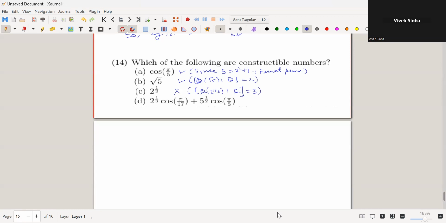So by the corollary, this is not the case. And similarly, this is not, because this 2 to the 1/3 is not constructible. So how will you construct this number? Okay, so this is by C. So this is not constructible. Thus, this number times something is also not constructible.